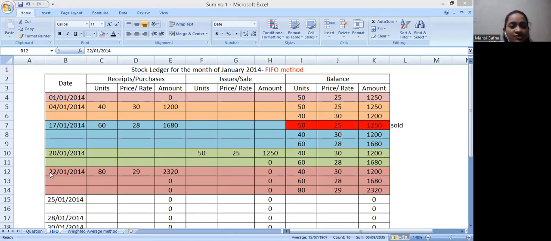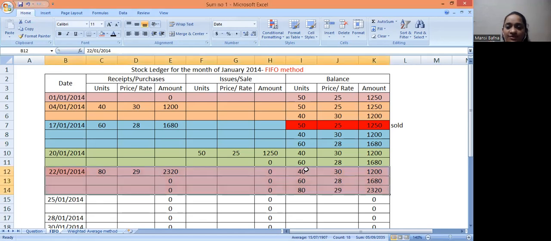Okay, so the balance on 22nd of January talks about 40 units at the rate rupees 30, 60 units at the rate rupees 28 each, and 80 units at the rate rupees 29 each. So these are the different quality of the stock that we have as on 22nd of January 2014.